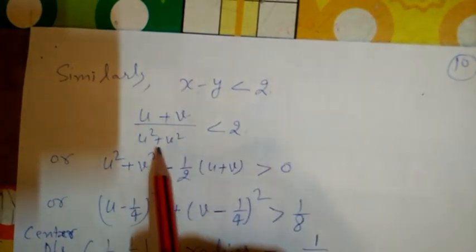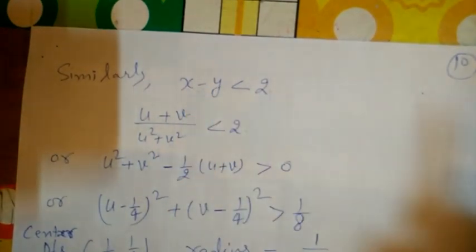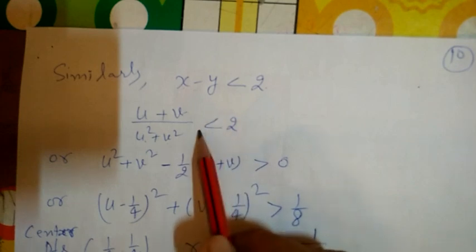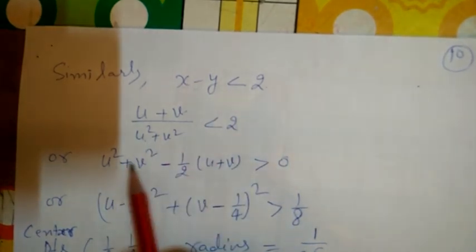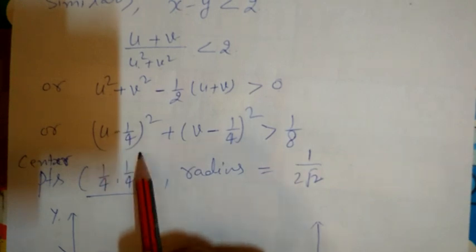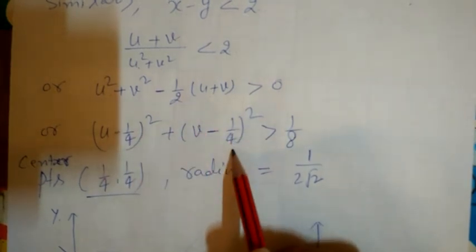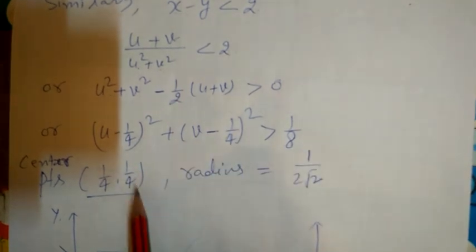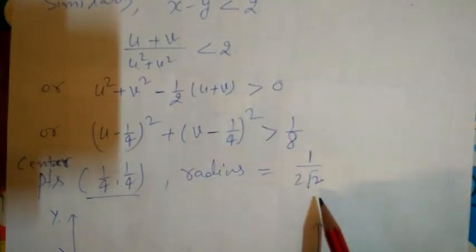Similarly, if we take the second condition, x minus y is less than 2, with x equal to u upon u square plus v square and y equal to minus v upon u square plus v square, this will be (u plus v) upon u square plus v square less than 2, or we can write u square plus v square minus 1 upon 2 (u plus v) is greater than 0. This expression is rewritten in the form (u minus 1 upon 4) whole square plus (v minus 1 upon 4) whole square is greater than 1 upon 8. So the center point of this circle is 1 upon 4 and 1 upon 4, and the radius of this circle is 1 upon 2 under root 2.